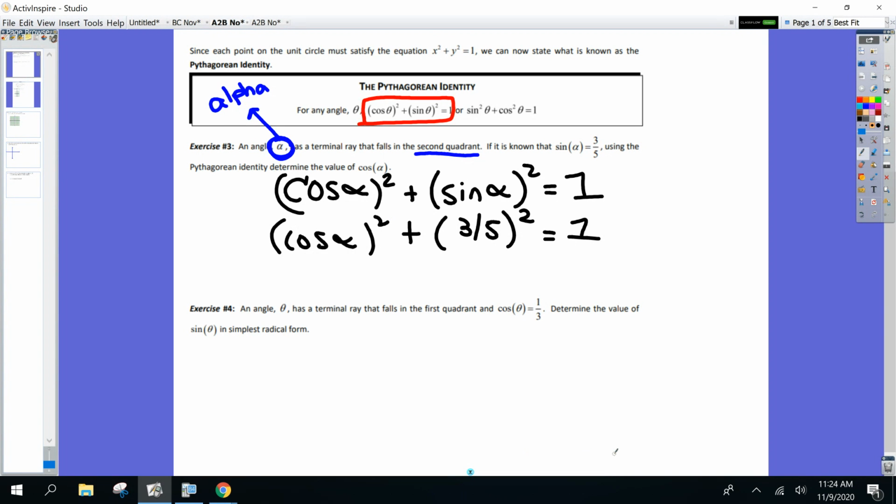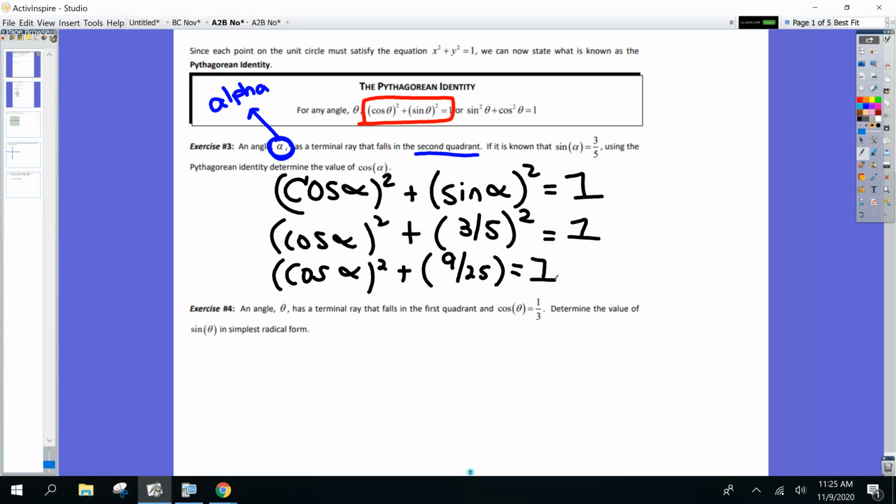All right, go to your calculators. Can we do 3/5 squared first? 3/5 squared. Should it be 9/25? Remember, we're trying to get cosine alpha all by itself.